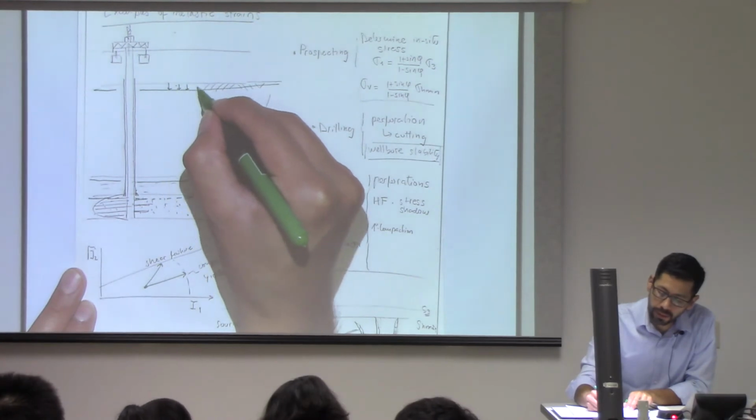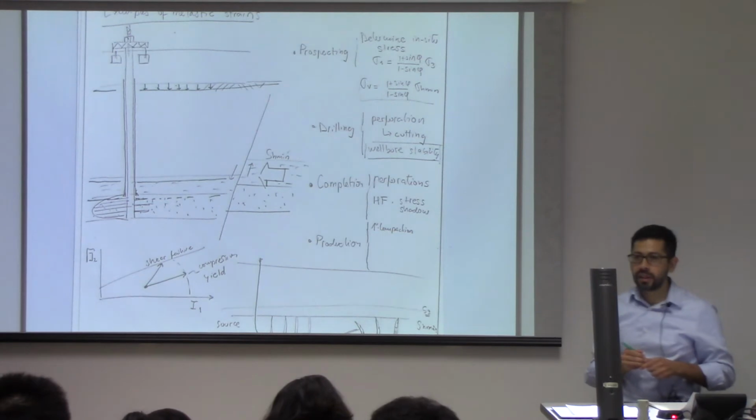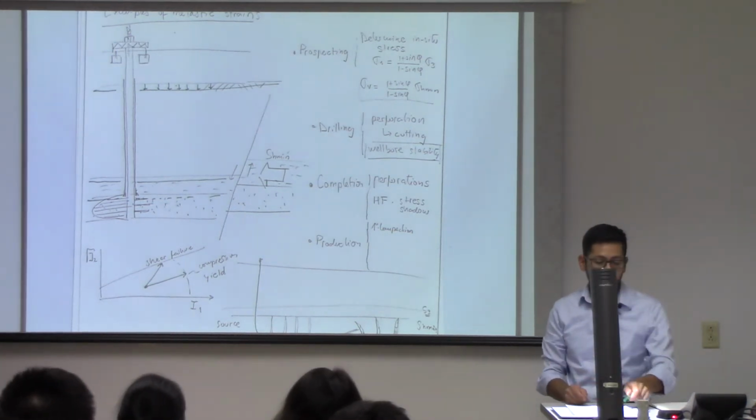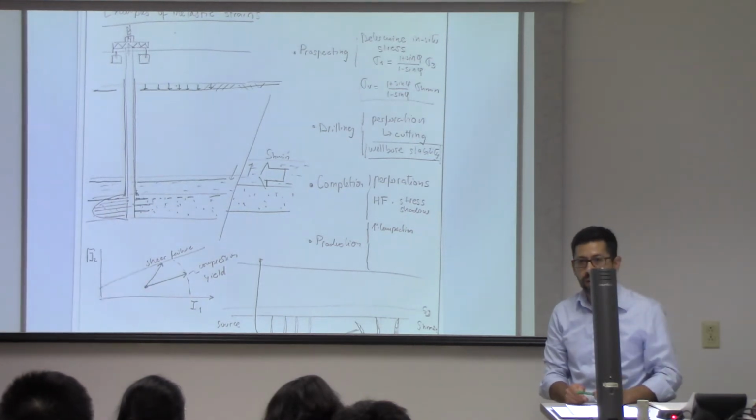and you can produce settlements on the surface. The geotech guys, can you tell me what's going to happen with the casing over here if you have this settlement?